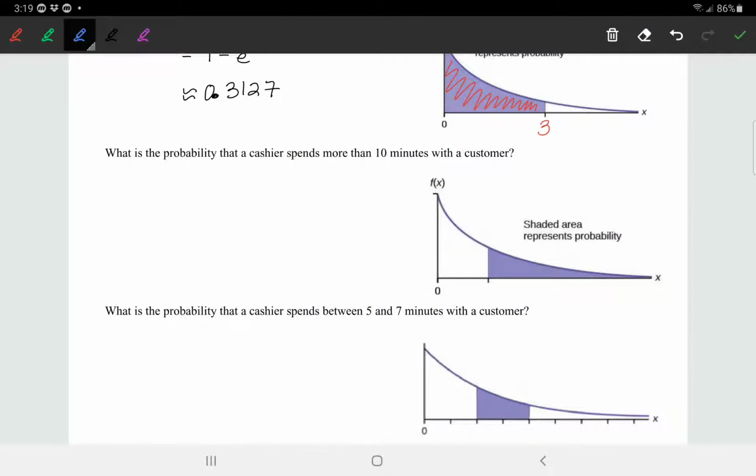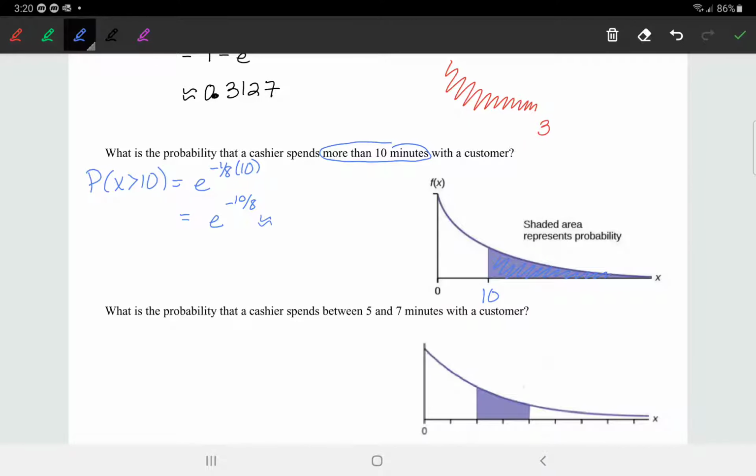If we're looking for the probability that a cashier spends more than 10 minutes, well, then this would be the number 10, and now we're looking for this area. So the probability that x is greater than 10, we will use the formula now, e to the negative m, which is negative 1/8 x, but the value of x we're looking for is 10. So as the exact value, it's e to the negative 10/8. Put that into our calculators. What we will get then is 0.2865.